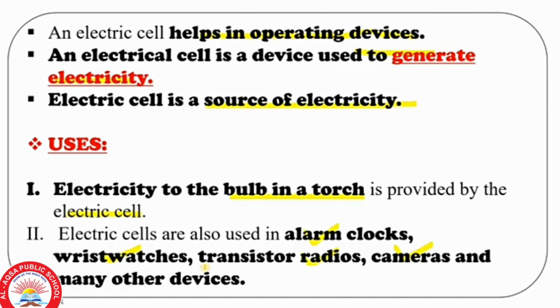An electric cell is a device used to generate electricity. It is a source of electricity. Electricity to the bulb in a torch is provided by the electric cell. And these cells are also used in alarm clocks, wristwatches, transistor radios, cameras, and many other devices. Let us study this electric cell.